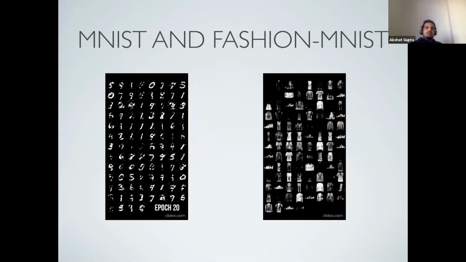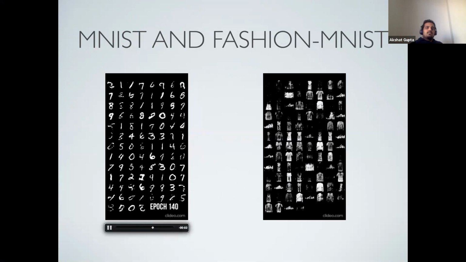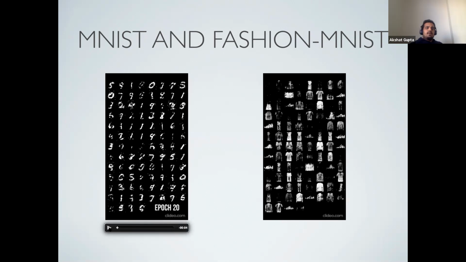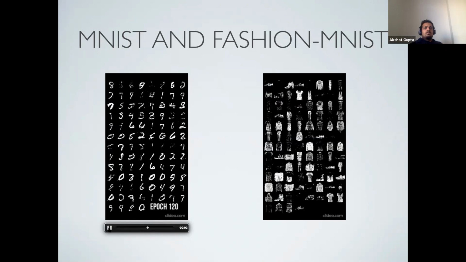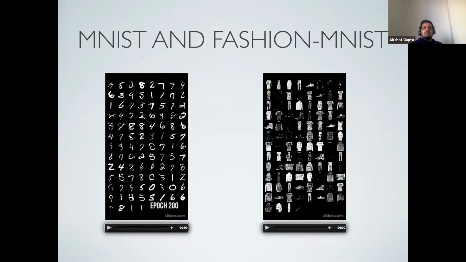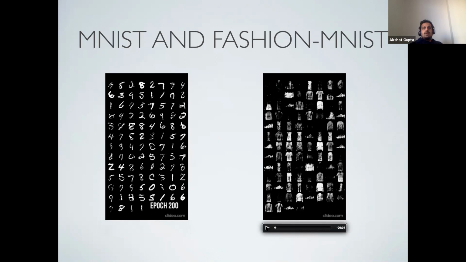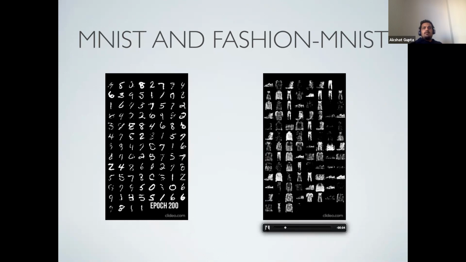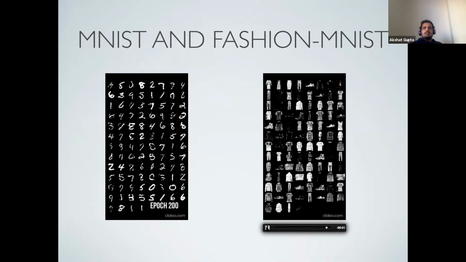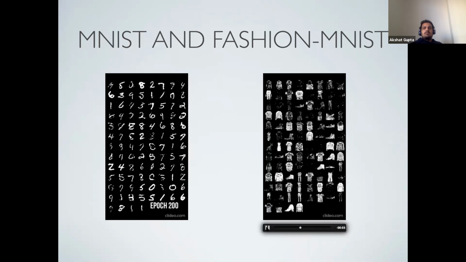These are a set of images for MNIST and Fashion MNIST that were generated from the GAN I showed you. These are different epochs, and the images are getting better. This is how the generated images look at epoch 20. They look bad, but they keep getting better as the GAN trains. Similarly for Fashion MNIST, these are the generated images, 100 images altogether, and they get better as the GAN trains.